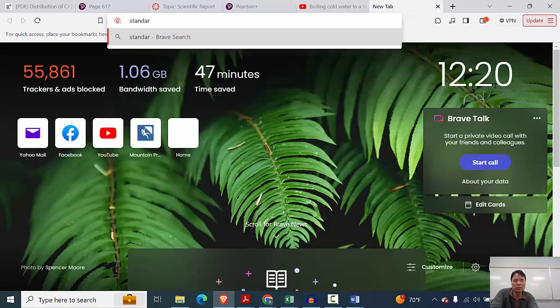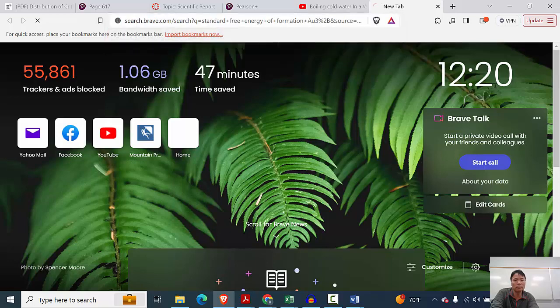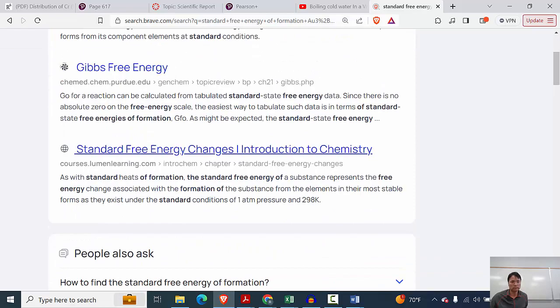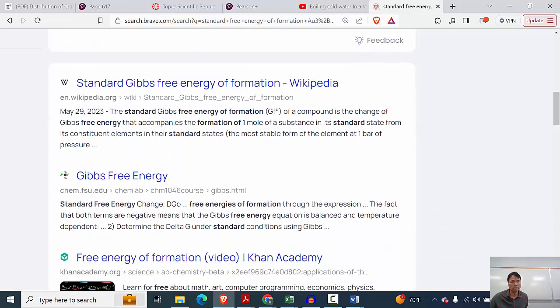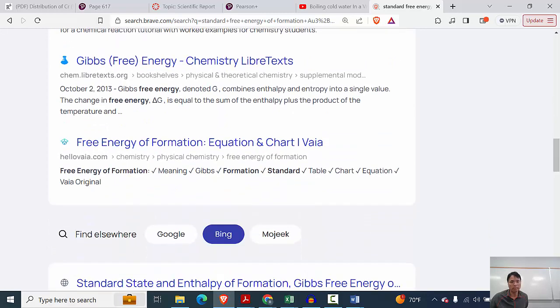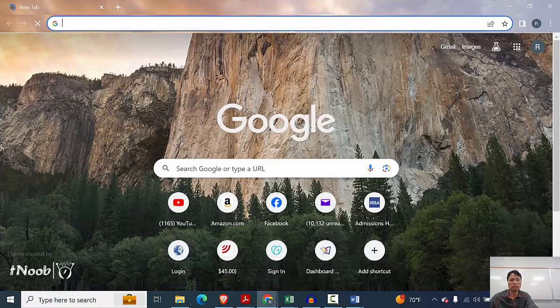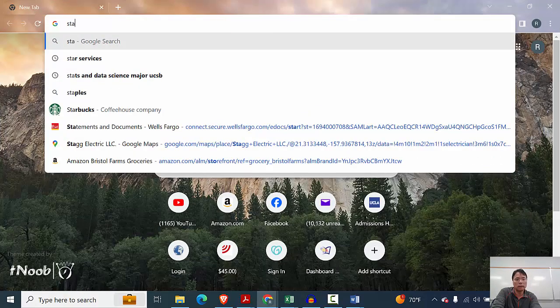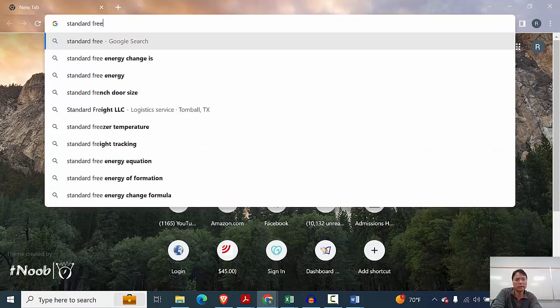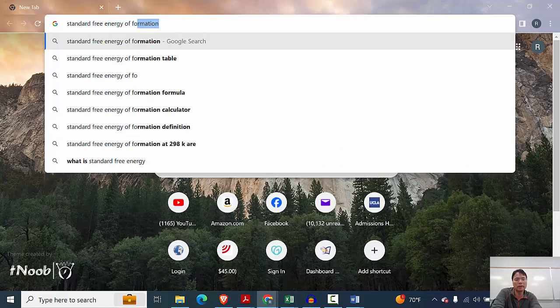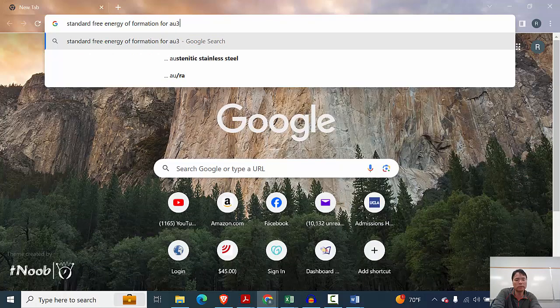And that's actually called the standard free energy of formation for Au3+.